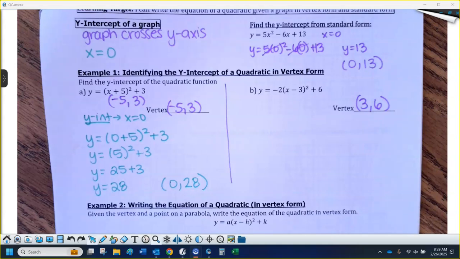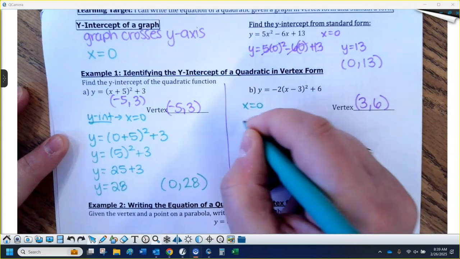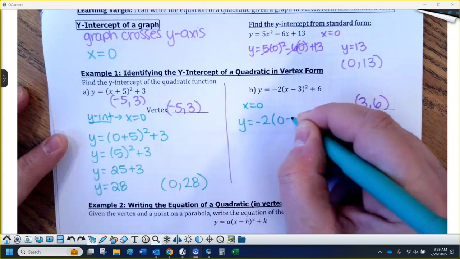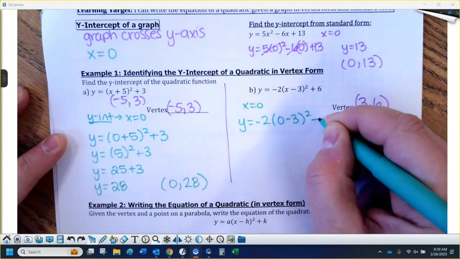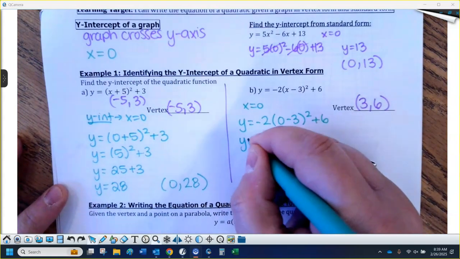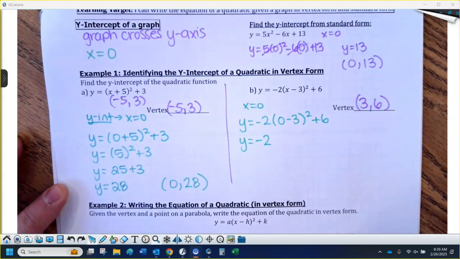Okay, now y-intercept here is just going to be like one extra step. I'm still going to set x equal to 0. So I'm going to write y equals negative 2, and then in the parentheses I have 0 minus 3, squared, plus 6. Now, if you guys have a calculator with you and you want to type this into the calculator, you could type that whole thing right in and be done.